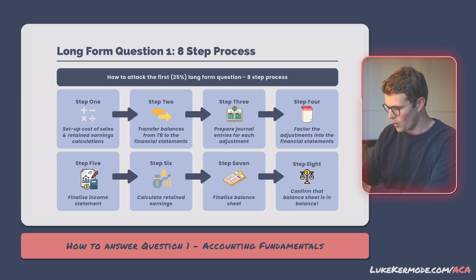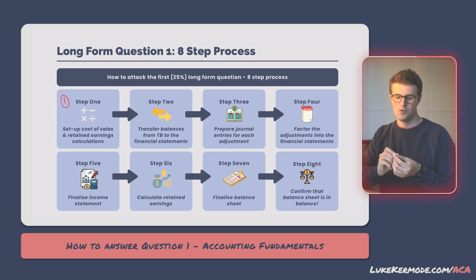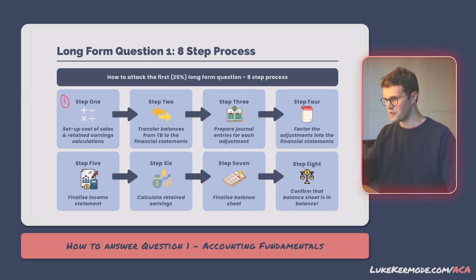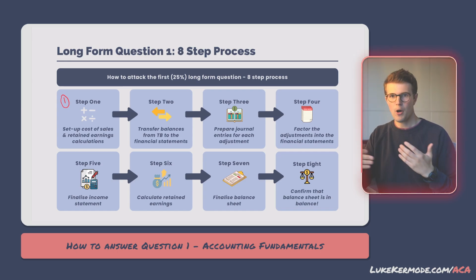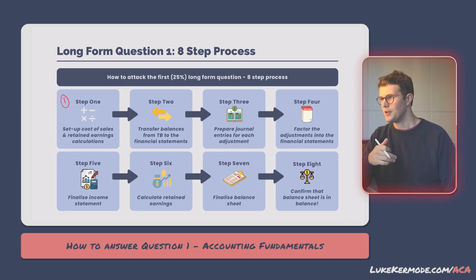Step 1. Start by setting up 2 working calculations, one for cost of sales and one for retained earnings, and transfer the relevant amounts provided from the trial balance into these calculations. These are both key components of your income statement and your balance sheet, so get these 2 calculations set up first.